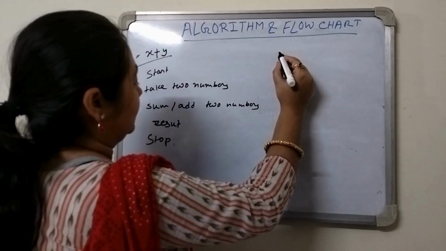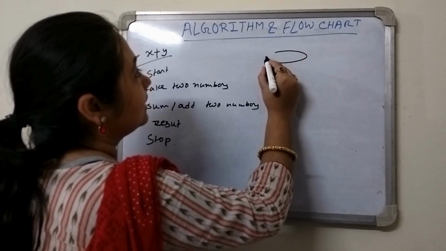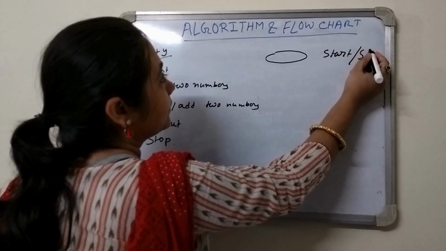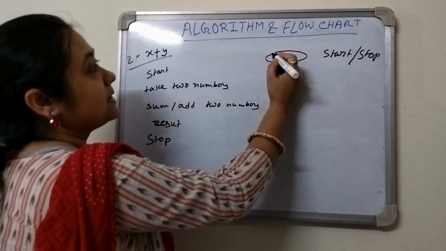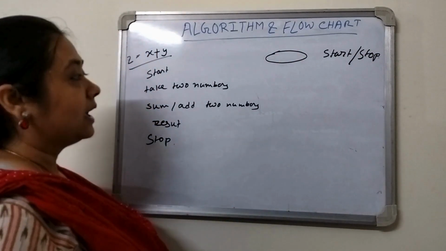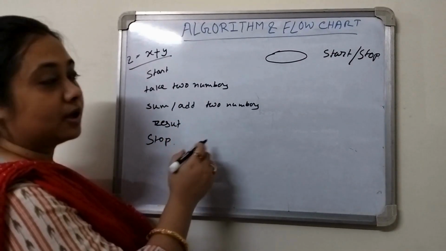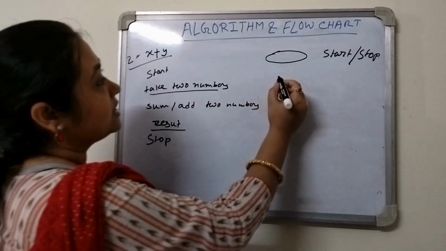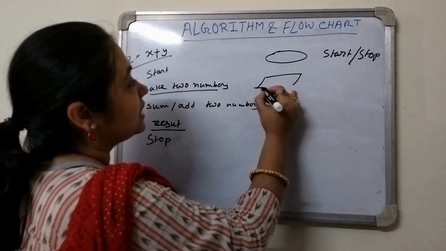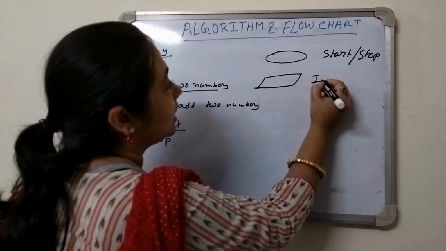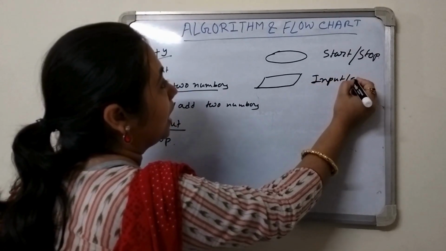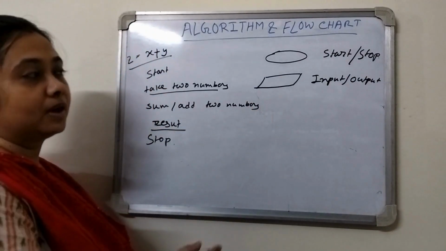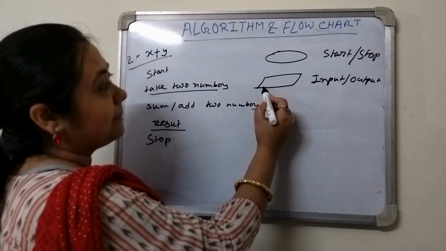Suppose the start and the stop, these two are defined by the oval shape. Next will be the input, that means taking two numbers, and showing the output or the result. These two will be represented by this shape, which is known as the input or output, and we call it a parallelogram.